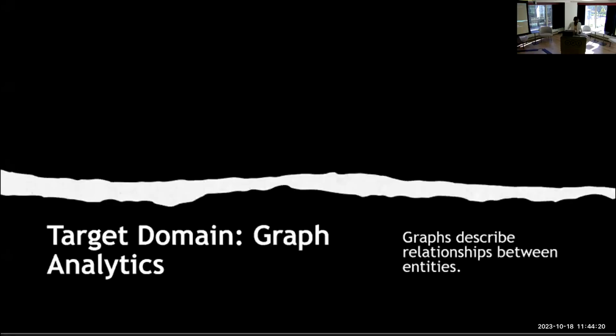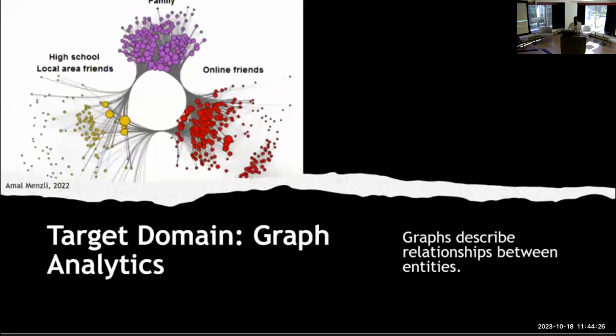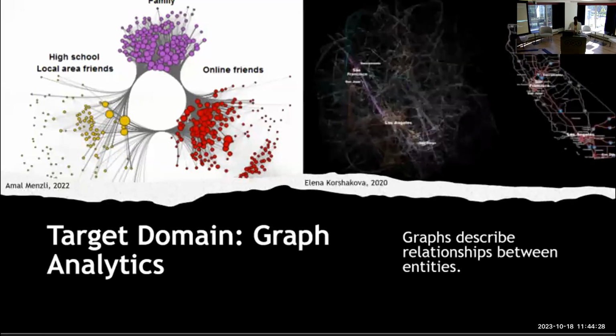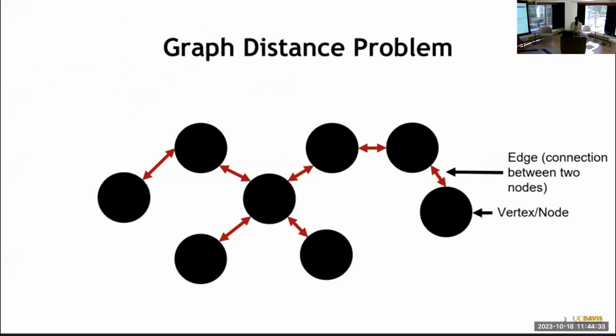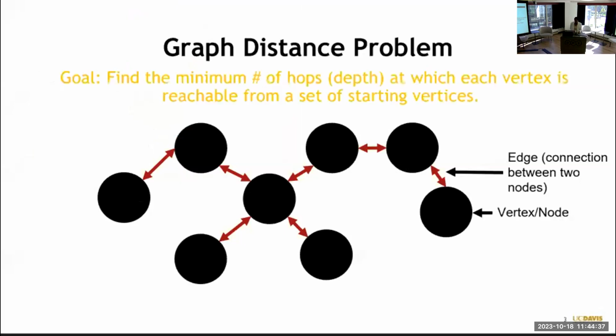Okay, so graphs represent relationships between entities. These graphs may include things like circuit simulation data, social communities, or road networks. For this talk, I'll be using the graph distance problem as our example graph problem. The goal is to find the minimum number of hops, or the depth at which each vertex is reachable from a set of starting vertices.